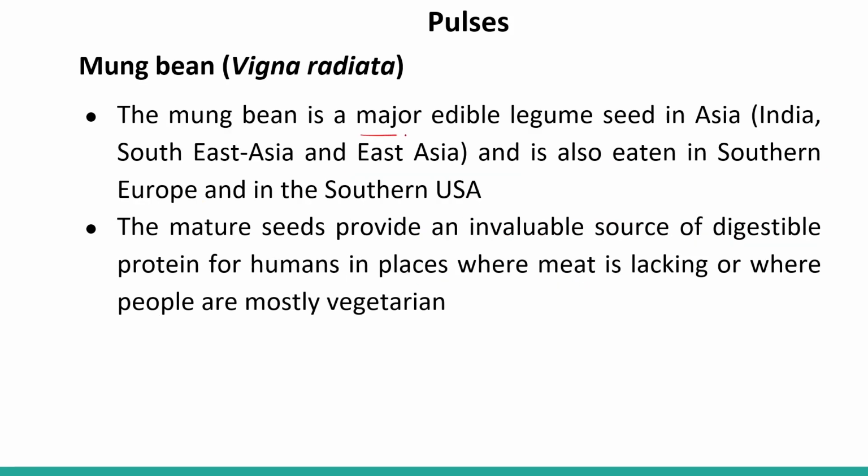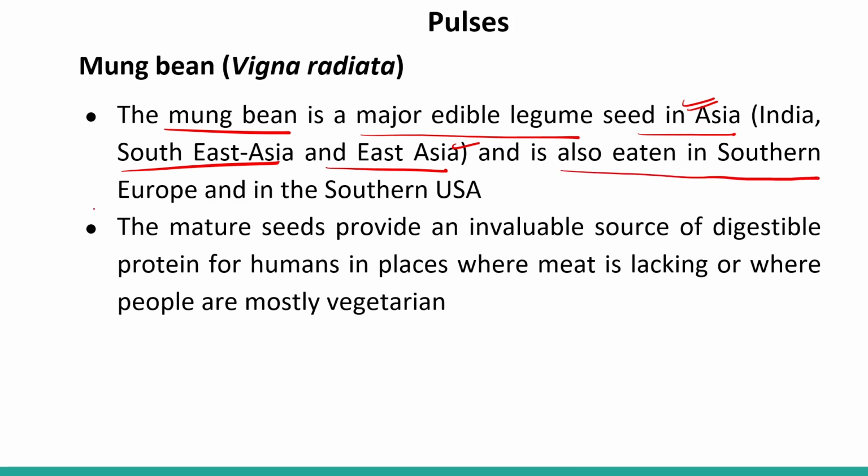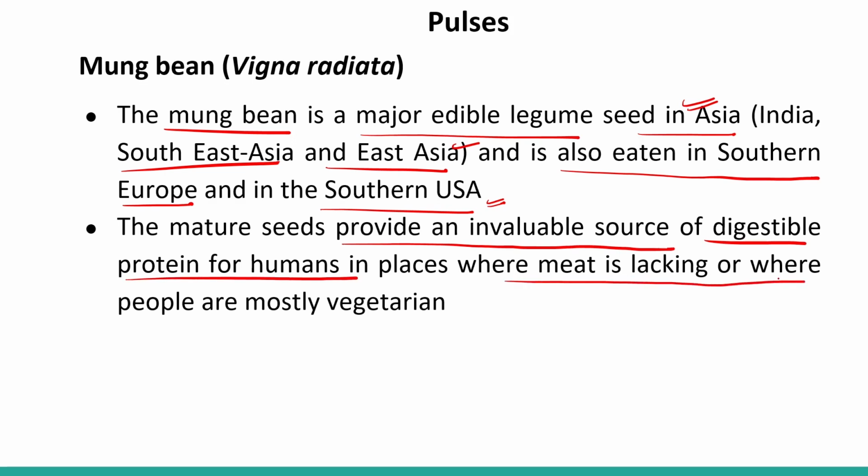The mung bean is a major edible legume seed in Asia, that is India, Southeast Asia and East Asia. It is a pulse that is grown in Asia and also eaten in southern Europe and the southern USA. The mature seed provides an invaluable source of digestible protein for humans in places where meat is lacking or where the people are mostly vegetarian. So this pulse is favored by vegetarian people or where not much meat is available.